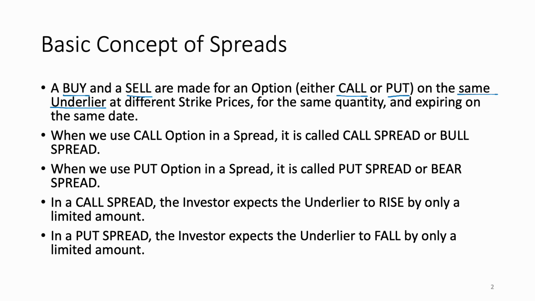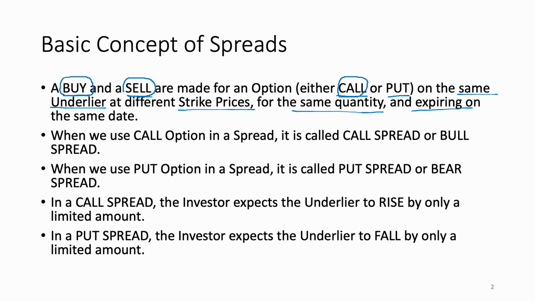A call is utilized when we want to buy an underlier, and a put is used when we want to sell an underlier. So now in a spreads strategy, we have to buy an option. The option we buy can be a call or a put. If it's a call option that we buy, to use the spread strategy, we must also sell a call option for the same underlier. However, the buy and the sell of the option will be made at different strike prices. Like I mentioned earlier, the quantity has to be the same and the buy and the sell options have to be exercised on the same expiry date.